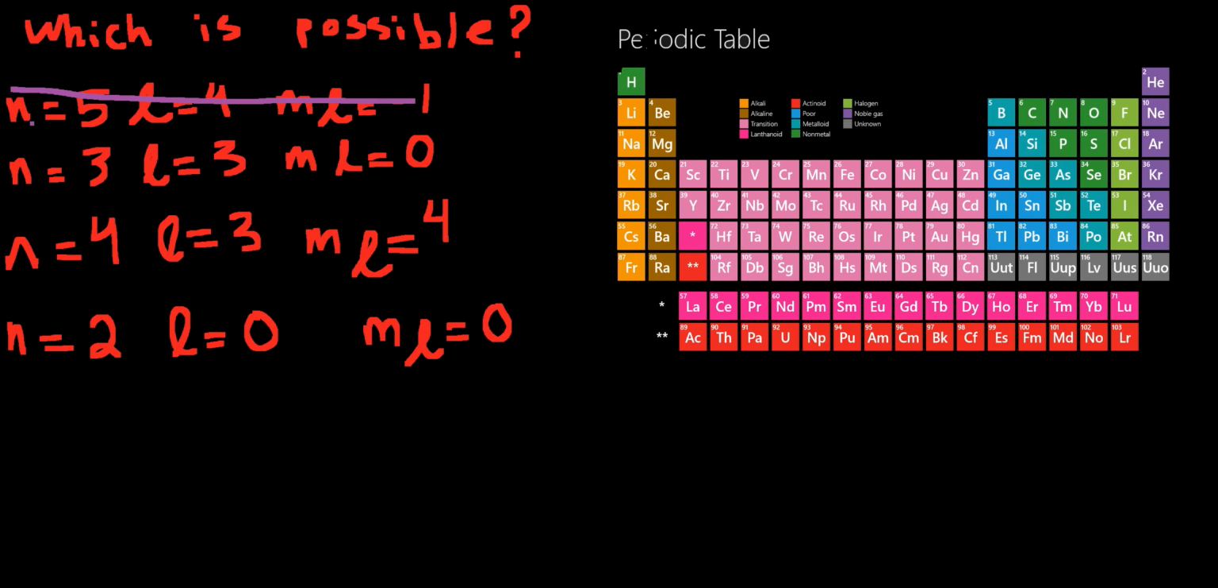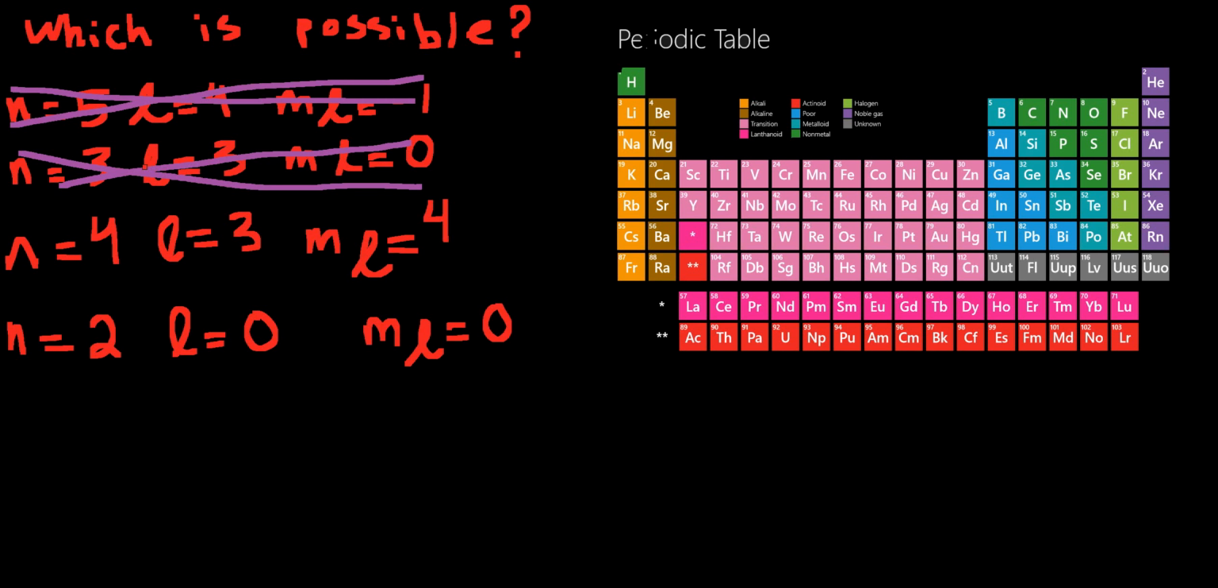Option B, we have n equals 3, okay, that's fine. L equals 3, that's possible. L equals 3, and ML equals 0. However, since n equals 3, this is where the n-1 rule comes in. L has to be always 1 lower than, well, not necessarily 1 lower, but it cannot be equal to n. It has to be smaller than n. So in this option, since L is 3, it's wrong. The possible values for L in this option are either 2, 1, or 0. So this would be wrong.